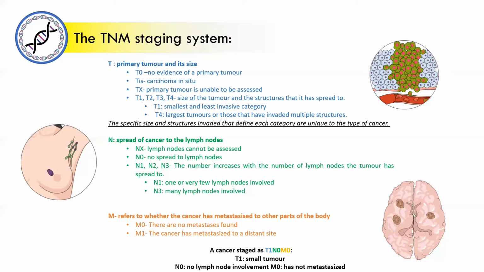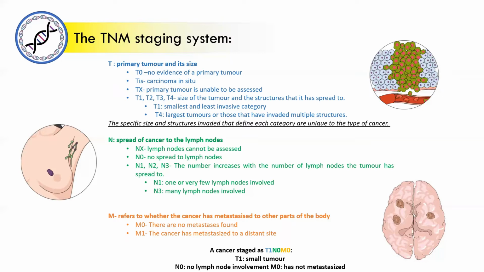N refers to the spread of cancer to the lymph nodes. NX, lymph nodes cannot be assessed. N0, no spread to lymph nodes. N1, N2, N3: the number increases with the number of lymph nodes the tumor has spread to. N1 means one or very few lymph nodes, and N3 means many.